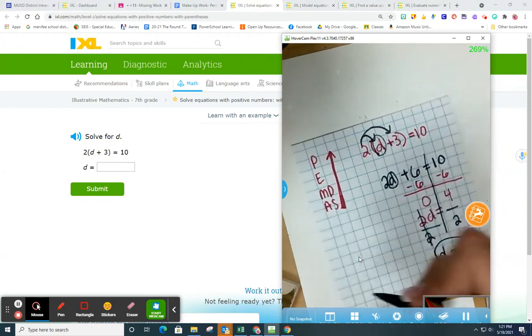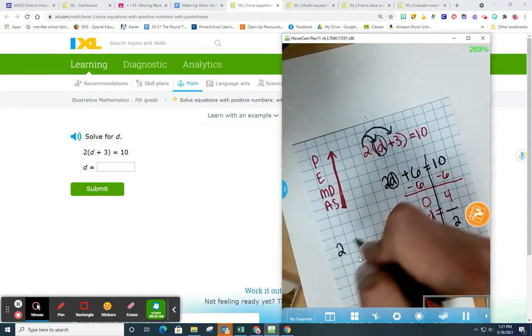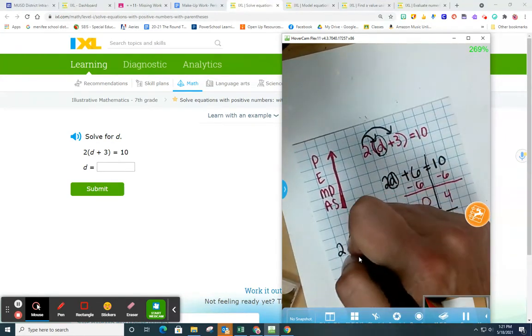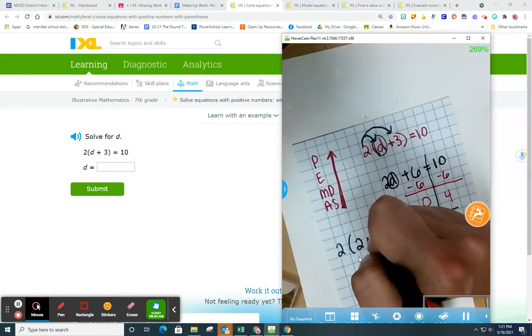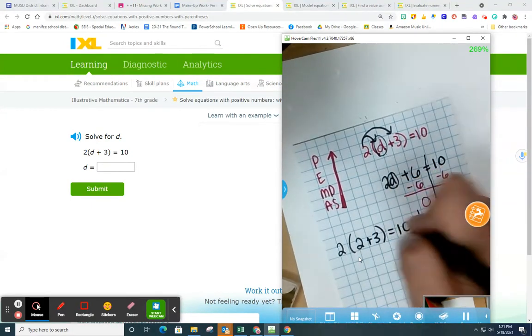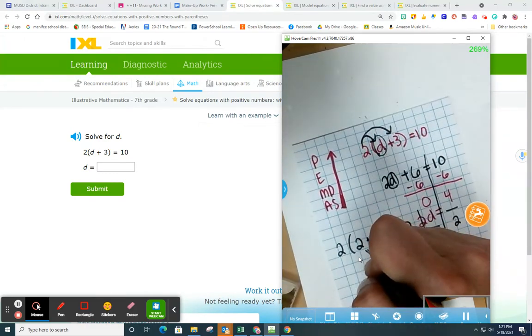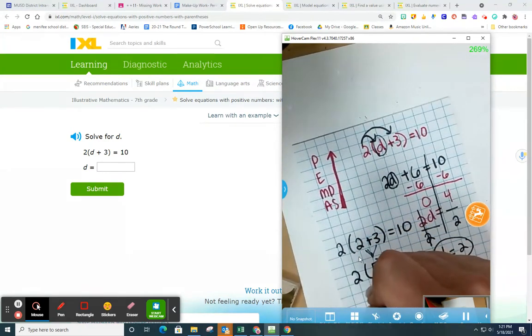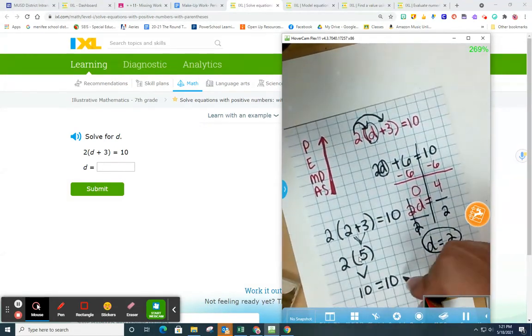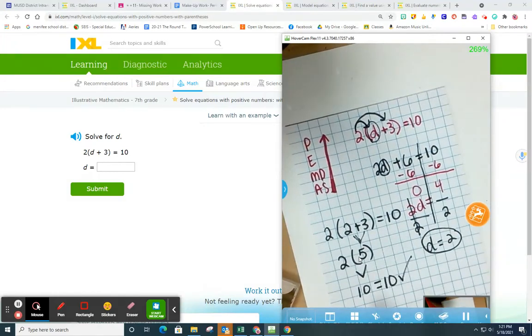And double check yourself. Go back in and solve, right? So if I go 2 times 2 plus 3 equals 10, 2 plus 3, if I'm following order of operations, is 5. 2 times 5 is 10. Does 10 equal 10? It sure does. Check. I know that seems like a lot of steps, but it doesn't take very long to do. It just takes me longer to explain.